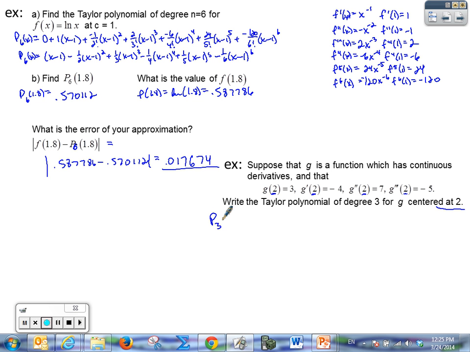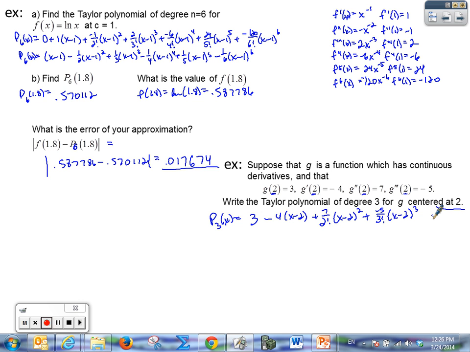So P3 of x is going to be, remember we always start out with our constant. In this case, that's 3. g of 2 is 3. Then our first derivative times x minus 2, because we're centered at 2. Our second derivative, 7 over 2 factorial, x minus 2 squared. And our third derivative, negative 5 over 3 factorial, x minus 2 cubed.